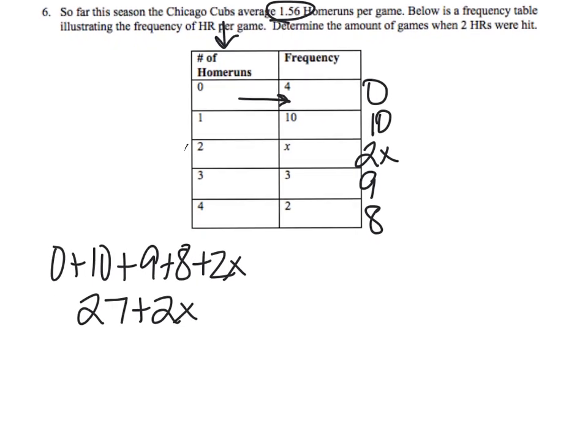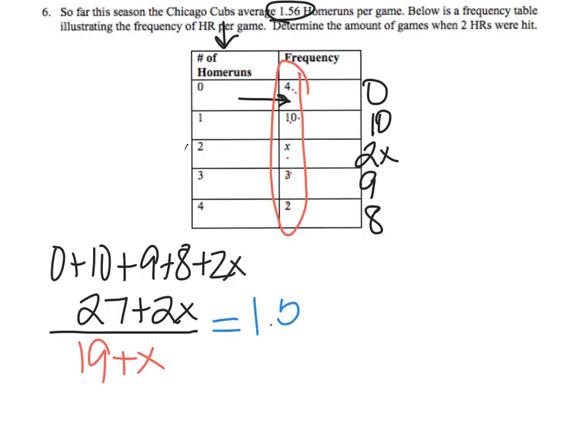And then you want to divide by how often this happens. So you're going to divide by the frequency. Again, when you add up these numbers in the frequency, you can't add the 4, the 10, the x, the 3, and the 2 to get one thing. So you're going to add together what you can and keep the x alone. So 4 plus 10 is 14, plus 3 is 17, plus 2 is 19. So 19 plus x to find the total frequency. Then you're going to set that equal to what the average should be, which is 1.56.